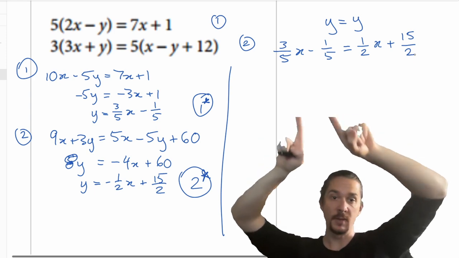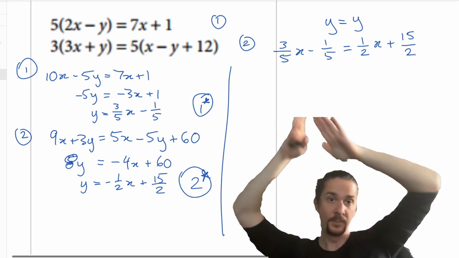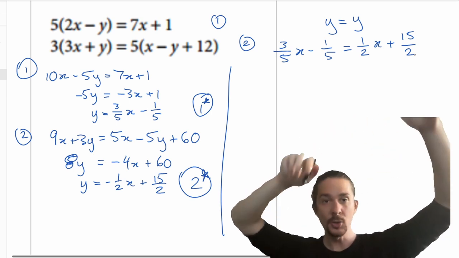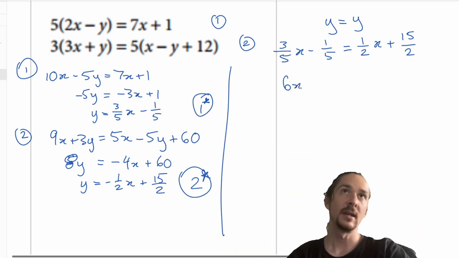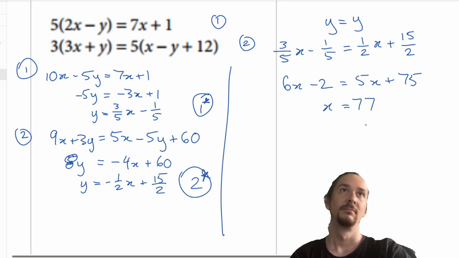This means that the ones that are divided by 5, those denominators will disappear, and there will be an extra factor of 2. They will get doubled. And the ones divided by 2, those denominators disappear, and there will be an extra factor of 5, so they will be quintupled. So we're going to end up with 6x minus 2 equals 5x plus 75, which means x is equal to 77. I don't like that number. It gives me bad vibes, but let's see.